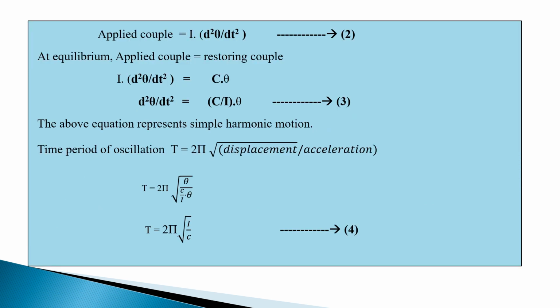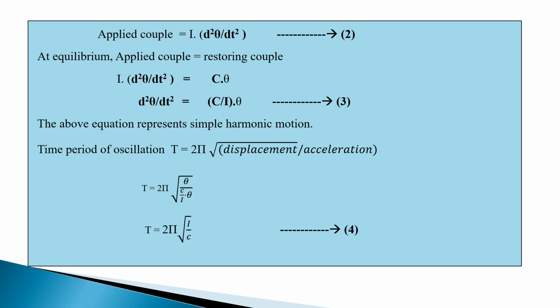Now the couple applied to the disc is equal to I into d square theta by dt square. At equilibrium, this applied couple will be equal to the restoring couple developed inside the wire. So we equate these two values: I into d square theta by dt square is equal to C into theta, because C into theta is the restoring couple. Rearranging, I get equation 3: d square theta by dt square is equal to C by I into theta. Equation 3 represents simple harmonic motion.